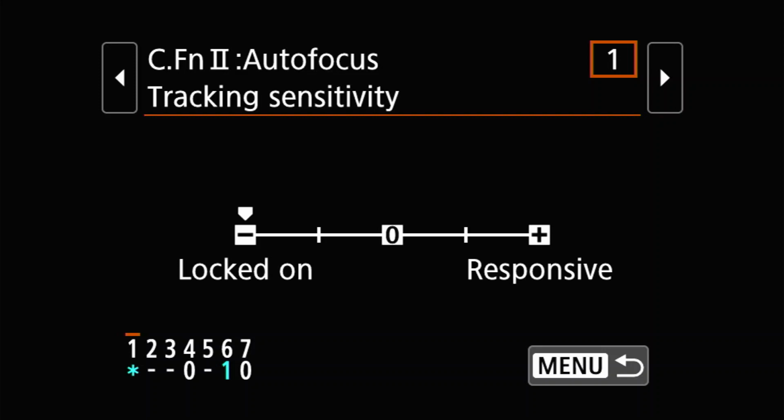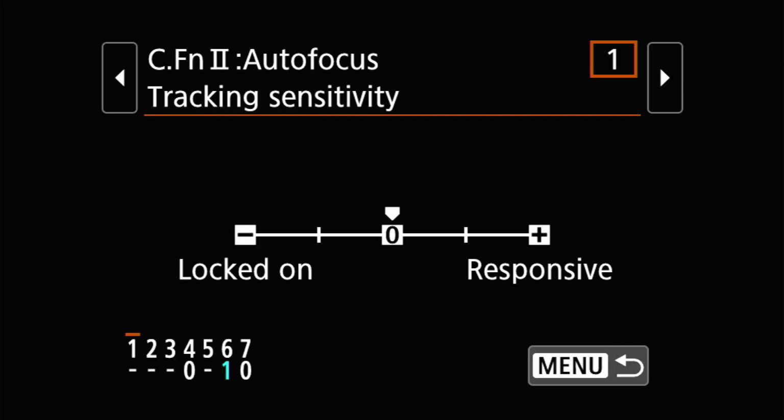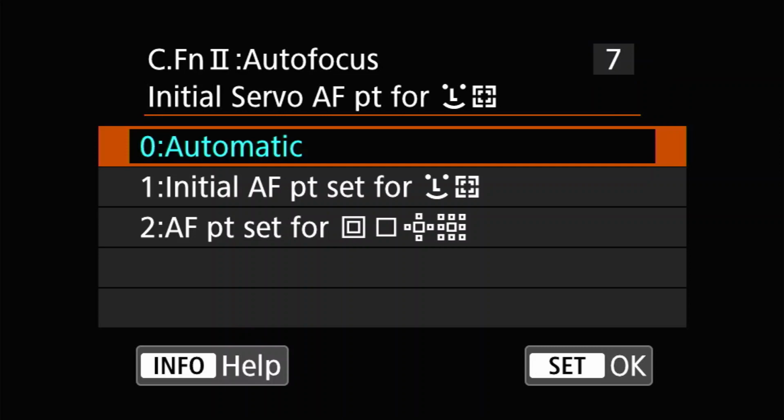What this is: when you already have the subject locked, the default is 0, which is in the middle, and the camera may switch the target on you even though you locked on the target. If it sees a bigger, more contrasty target, it'll switch on you at some point. So if you want it to switch faster, you go to the right. If you want it to switch less often, you go to the left. I'm sorry.